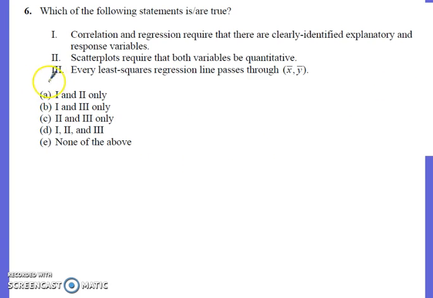This is the one I tried to tell you right quickly, that this is always going to be true. If you take the mean of all your x coordinates of a scatter plot and the mean of all your y coordinates of the scatter plot, then that point will always fall on the prediction equation, or the least squares regression line. Correlation and regression require that there are clearly identified explanatory and response variables.